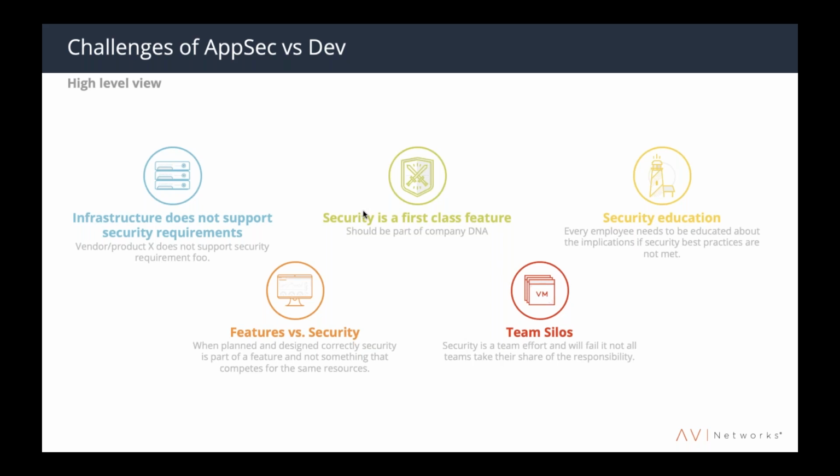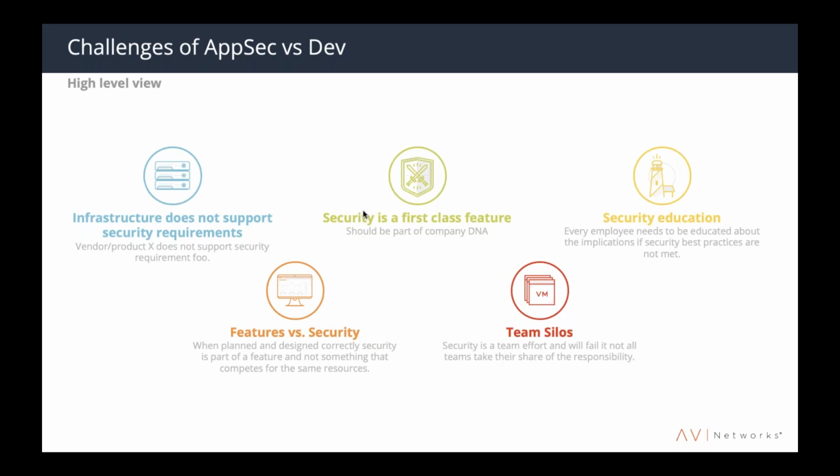are competing with security. So when you actually design and plan a correct security process into your development process and your secure development life cycle, then they shouldn't compete for the same resource, but use the same resources. So security is a top level feature.